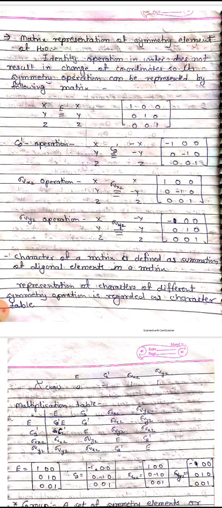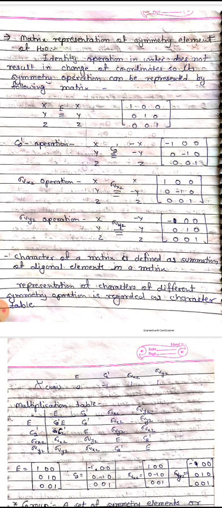Yesterday, we had discussed matrix representation of symmetry elements of water. In this, first of all, identity operation. No change. Identity operation does not bring any change in coordinates or the real structure or the original structure.